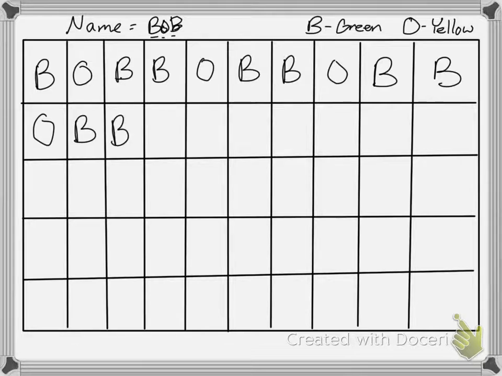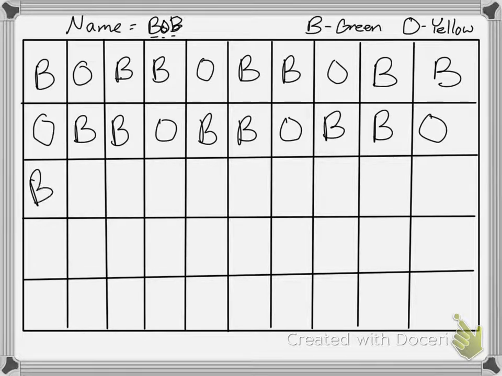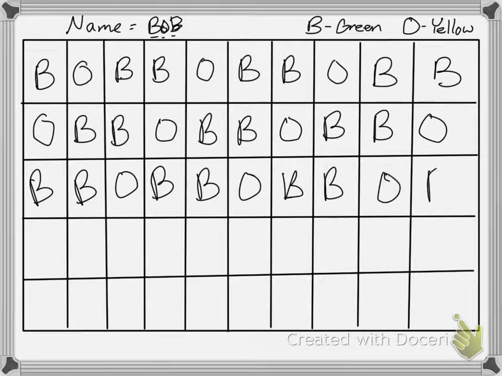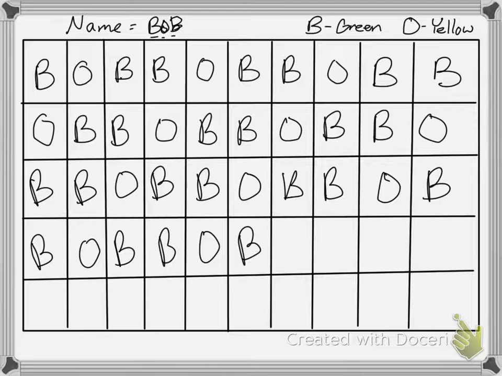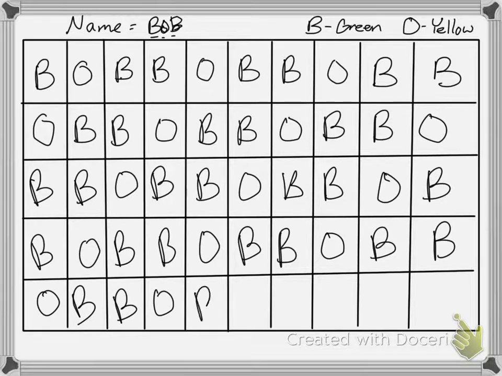Okay? B-O-B, B-O-B, B-O-B, B-O-B. So we're spelling Bob lots and lots of times. Okay, B-O-B. Oops. Alright, so we've spelled Bob lots of times for my pattern.